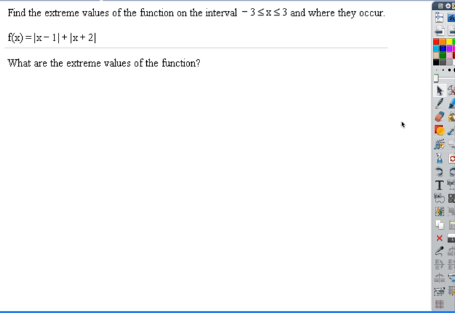Okay, find the extreme values of this weird function on this interval from -3 to +3 inclusive. Now, the moral of the story with these.